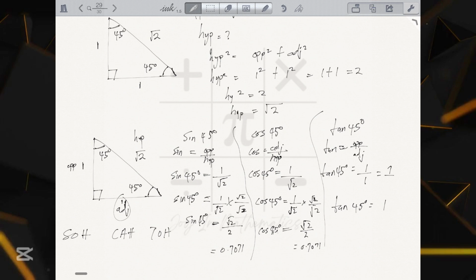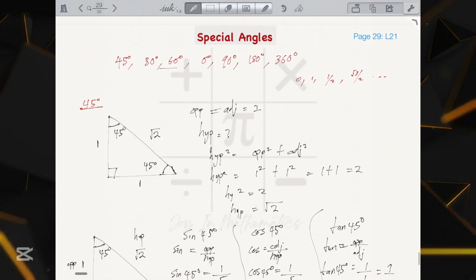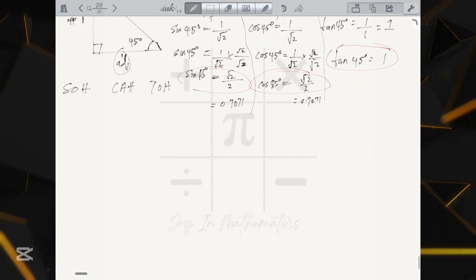So now we have been able to evaluate the expression for sine 45 degrees, the expression for cos 45 degrees, and also tan 45 degrees. Let's move to the next one: 30 degrees and 60 degrees. We can derive them together.